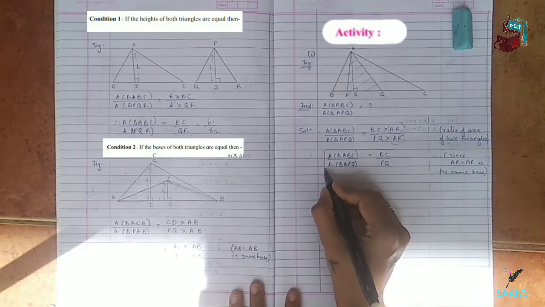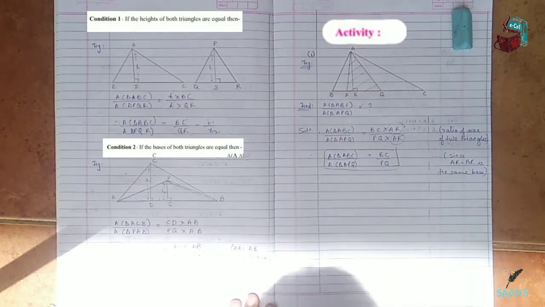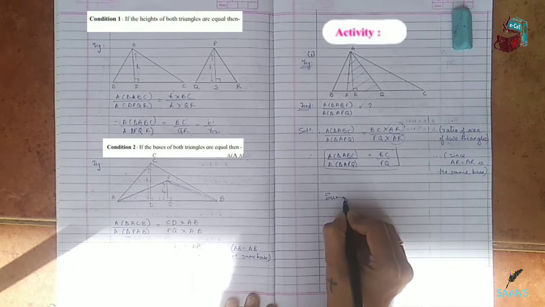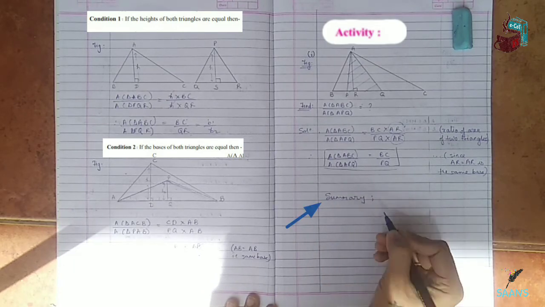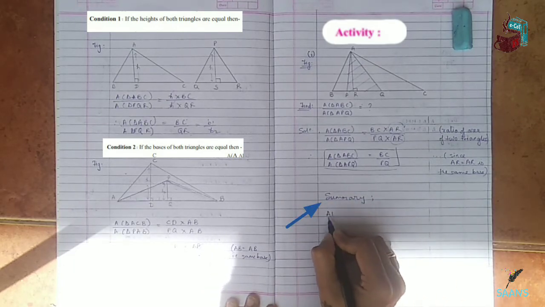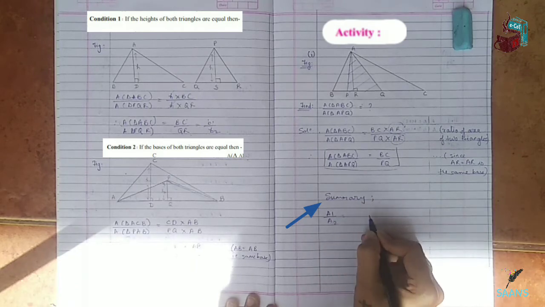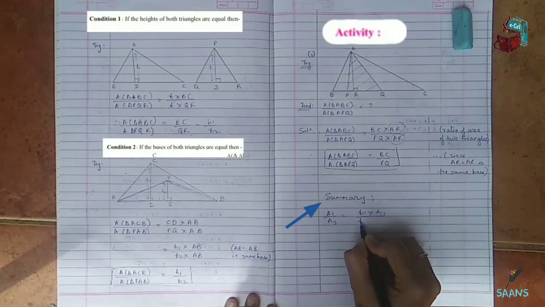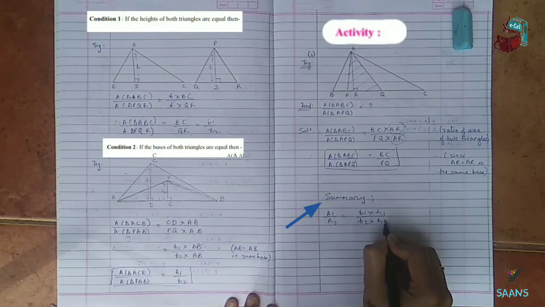Since I have place over here, I will take the liberty to summarize for you, and we will move on to the next two examples. Area of triangle 1 upon area of triangle 2 in normal situations is B1 into H1 upon B2 into H2.